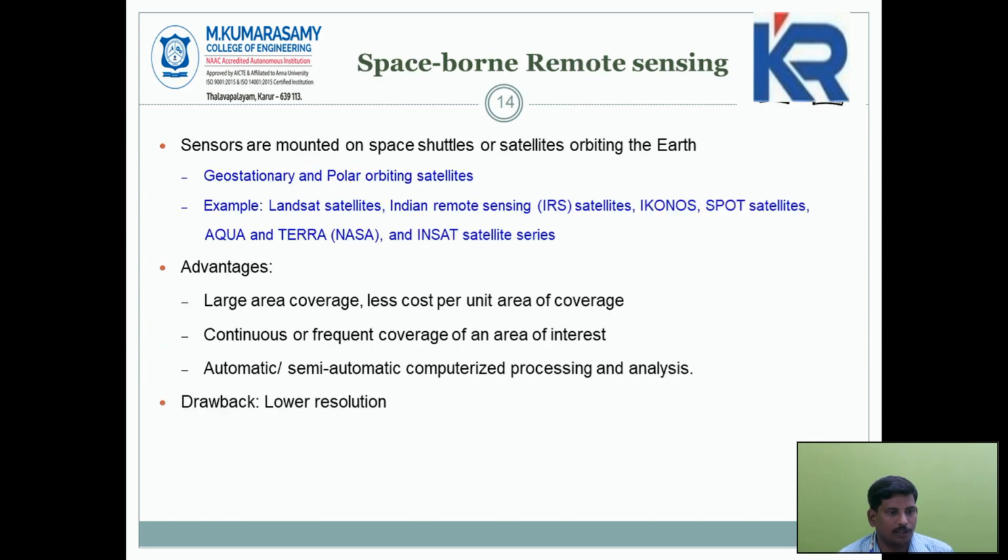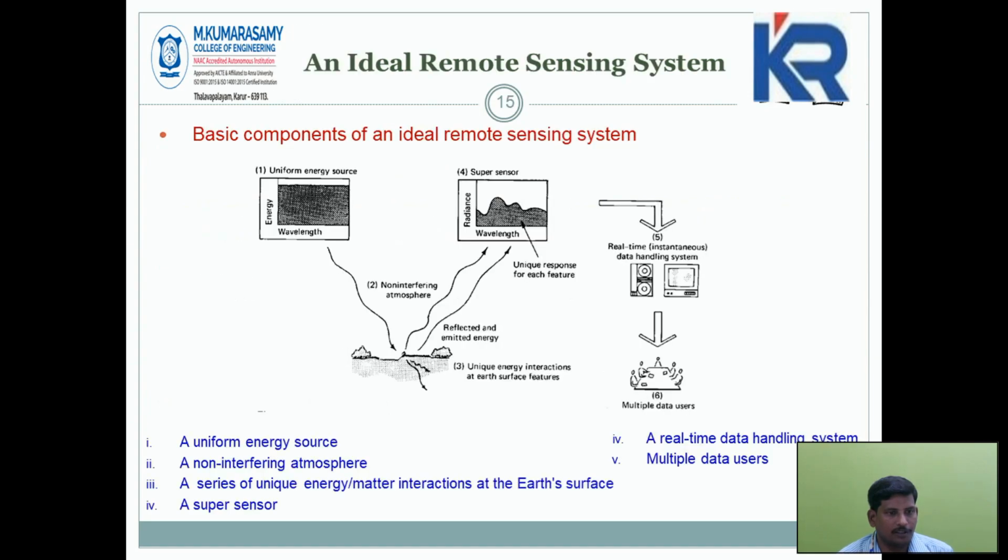Similarly, there are spaceborne sensors, geostationary and polar orbit. Geostationary means the satellite rotates with the earth, collecting data from around 35,000 km away from the earth's surface. Polar satellites rotate at 90 degrees to the earth's surface. So these are the basic components of ideal remote sensing.